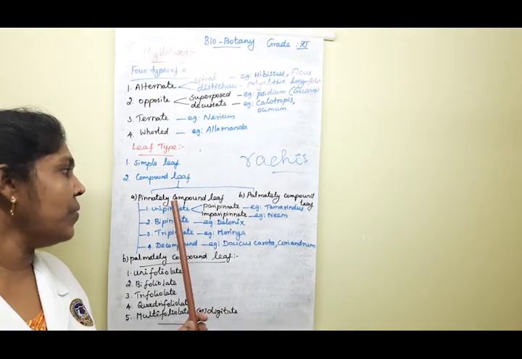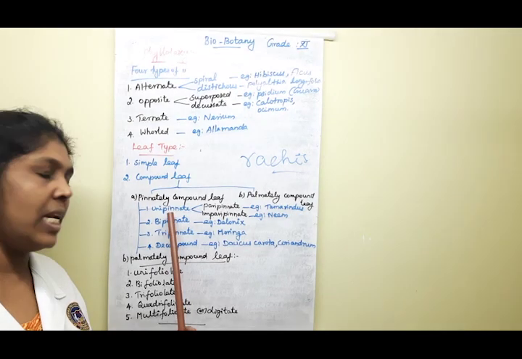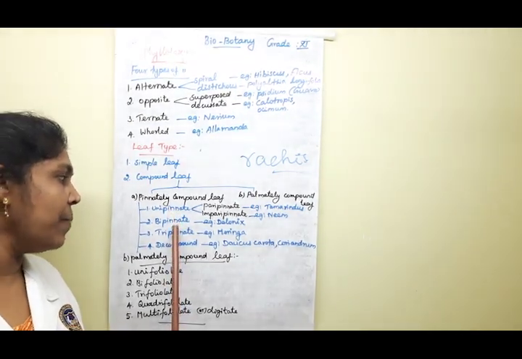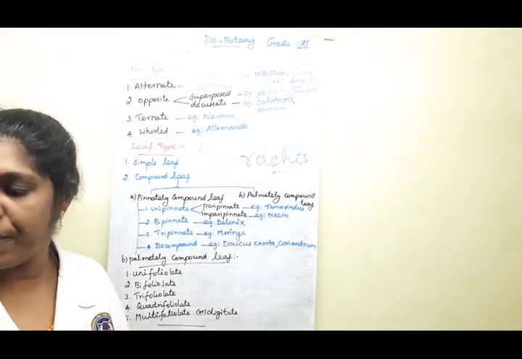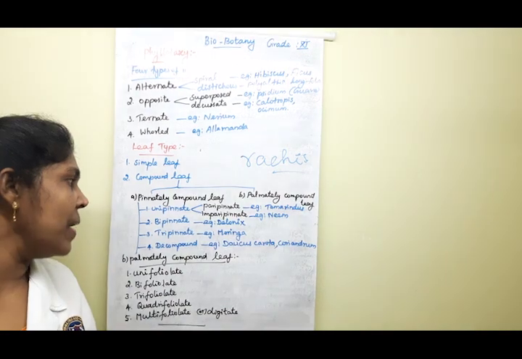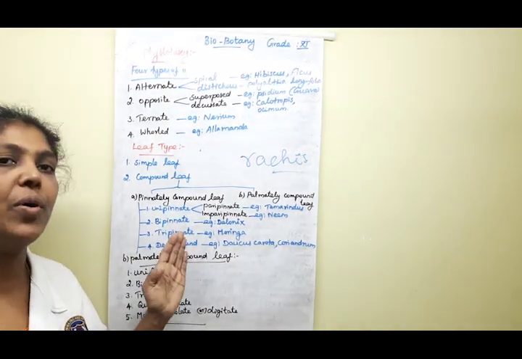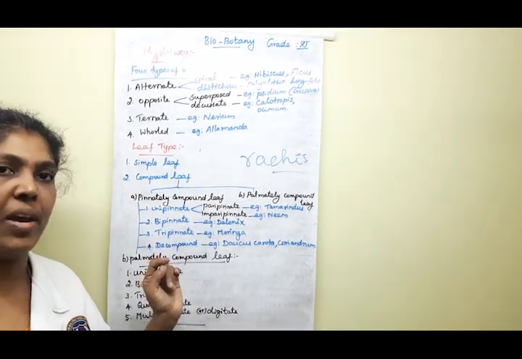First, the pinnately compound leaf comes under four major types, right? Unipinnate, bipinnate, tripinnate and decompound. Clear? Unipinnate, very good. Bipinnate, tripinnate and decompound. So these are the four subtypes that come under the pinnately compound leaf.